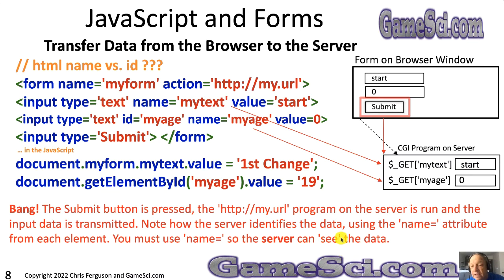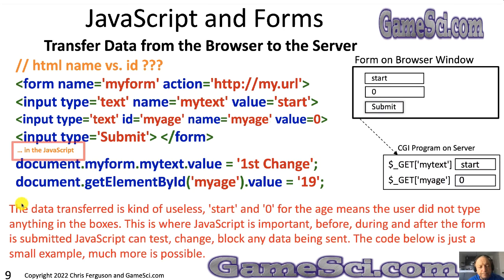If you look very carefully, myText is a field in the form. myText is how we access what was typed into that form. "Start". myAge is the name attribute on the form. That's this field right here. That's how the server program accesses what was stored in there. The "start" was transferred in under myText. The 0 was transferred under myAge.